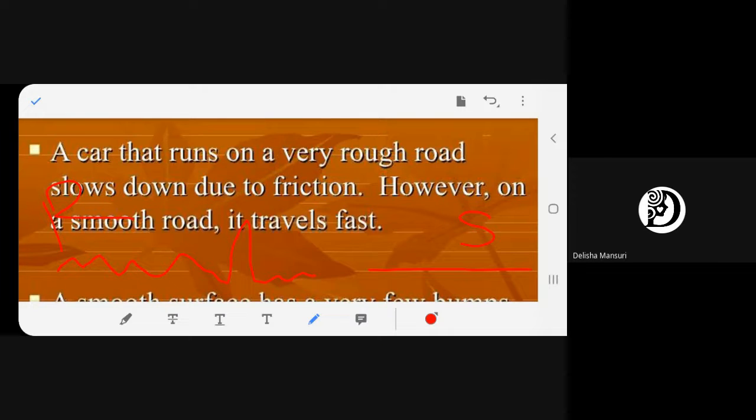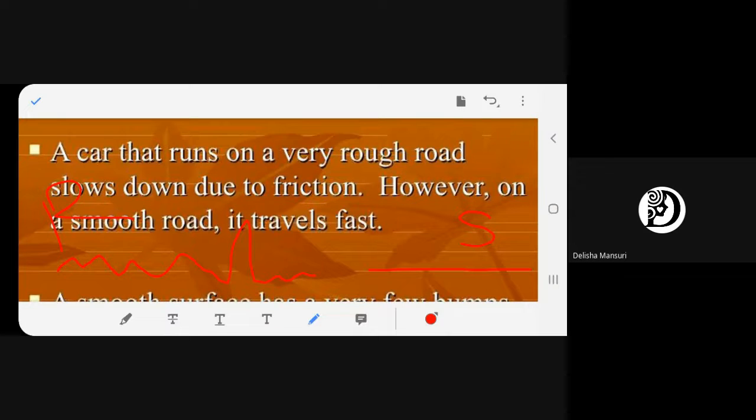Hello. A car that runs in rough road, it slows down due to friction. It cannot be in. In is inside. Is the car running inside, beta? No, no. It is on the road, right? So you have to use a preposition, beta. On. Okay. Do that again. Please repeat it again, beta.